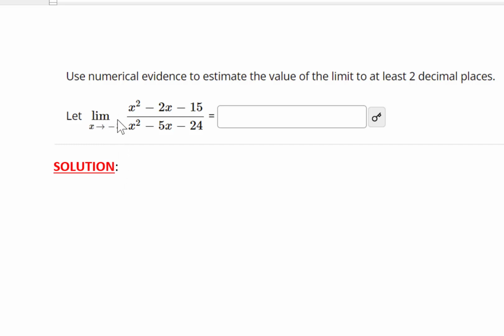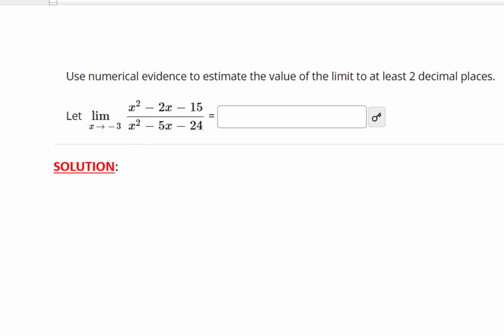Now, to use an input-output table to understand a limit, we need to have x values that approach -3 from the left-hand side of -3 and see if that left-hand limit exists. And also, we need to find the right-hand limit as x approaches -3 from the right side. If the left-hand limit and the right-hand limit both equal a fixed output value, then we know that the limit exists and it will equal that value.